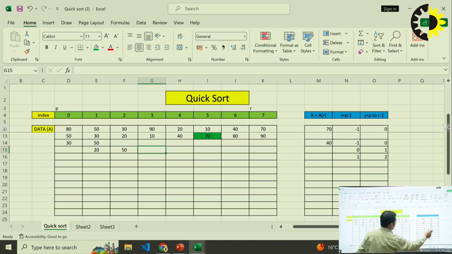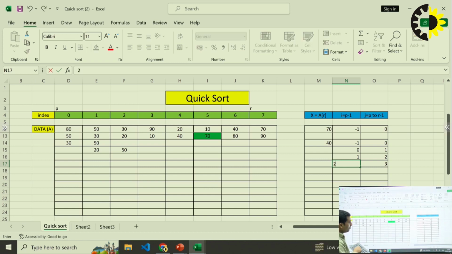Now simply increment the value of j. Now j will be 3. At the third index location, the element 10 is less than 40. What to do? Increment the i, that is 2, and swap the element at index 2 and 3. 2 and 3 means 10 will come here and 50 will come here.